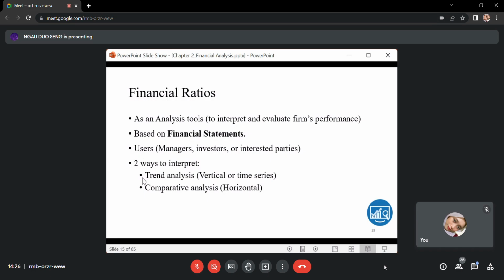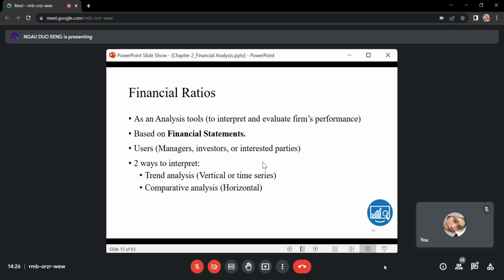interpret. We have trend analysis, vertical or time series. For trend analysis, you collect 10 years of data, then you plot, for example net income, for 10 years. After you plot, then you look at the trend. Is the trend going up or going down? This one is trend analysis. If the trend is going up, it is good, meaning net income is always increasing. If going down, then it's not good, meaning the company is not making money.